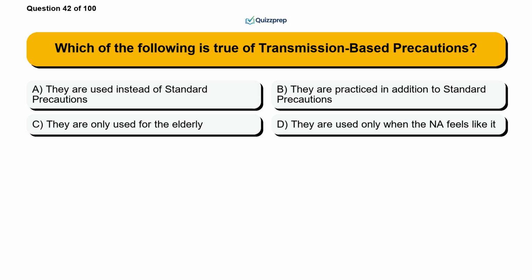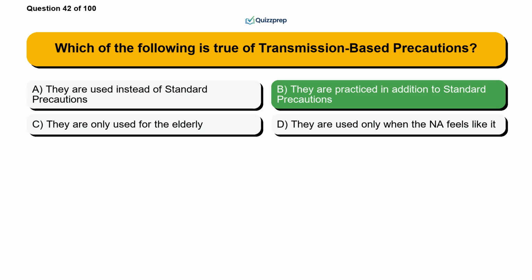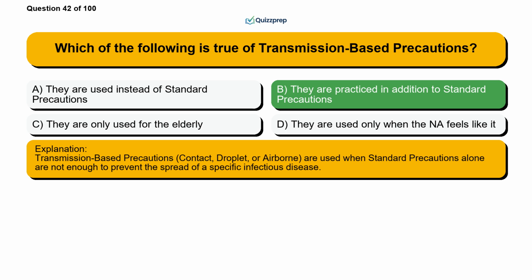Question 42. Which of the following is true of transmission-based precautions? Option A, they are used instead of standard precautions. Option B, they are practiced in addition to standard precautions. Option C, they are only used for the elderly. Option D, they are used only when the NA feels like it. The correct answer is option B, they are practiced in addition to standard precautions. Transmission-based precautions, contact, droplet, or airborne, are used when standard precautions alone are not enough to prevent the spread of a specific infectious disease.